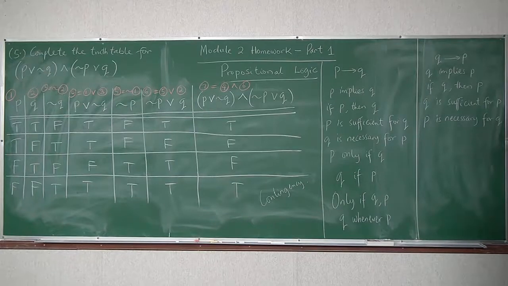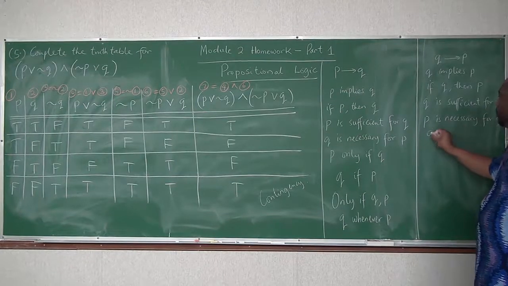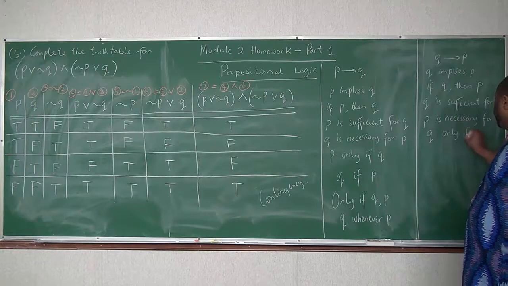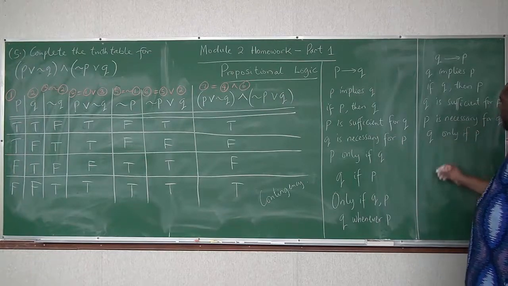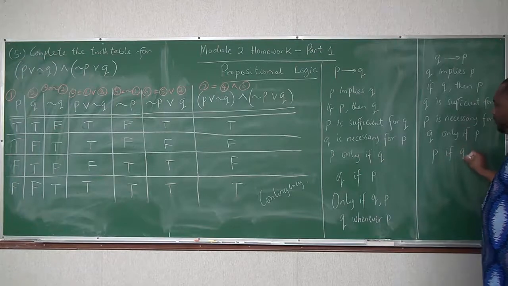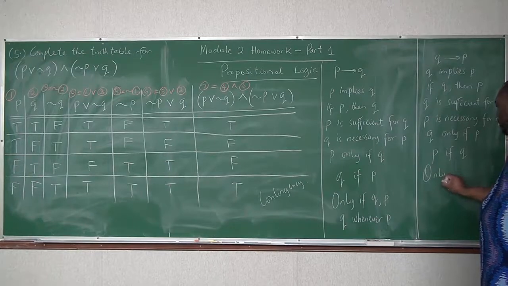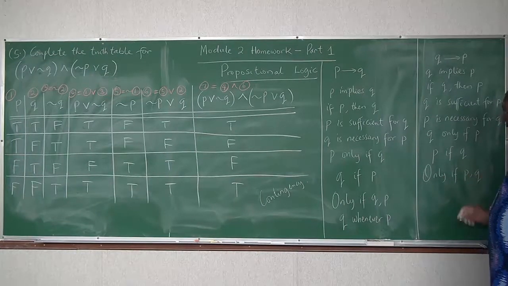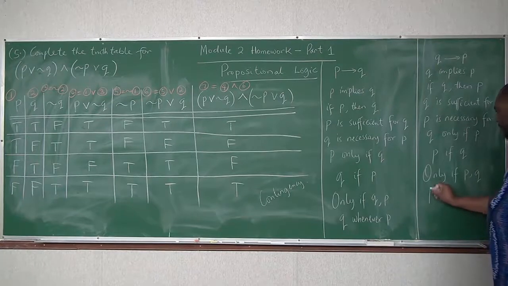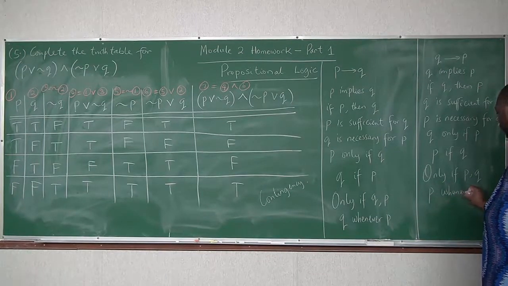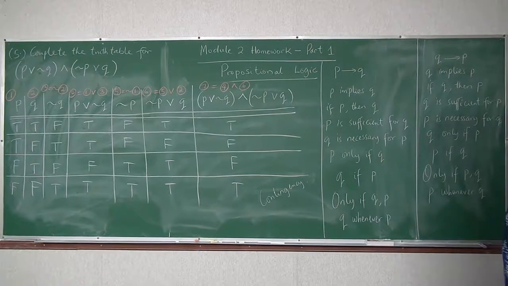Q only if P. P if Q. Only if P, comma Q. And then you now have P whenever Q. So this is first of all what I encourage you to write for conditional statements.